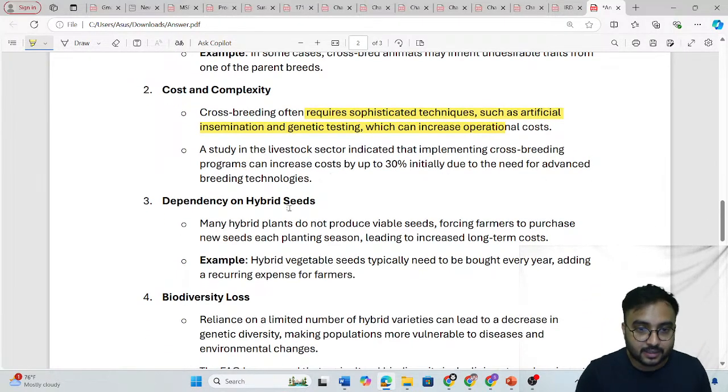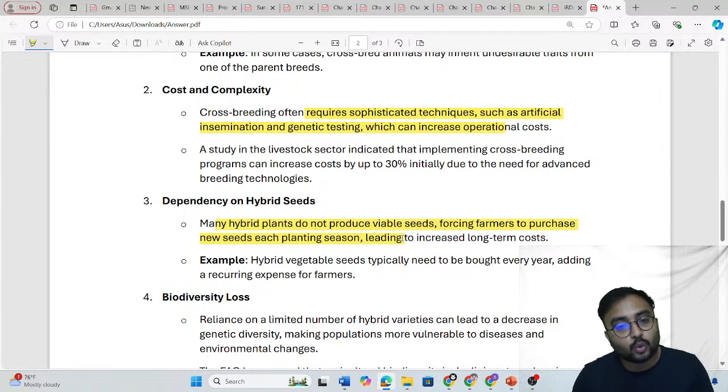Dependency on hybrid seeds. The best example of crossbreeding could be considered when we consider genetically modified seeds. Hybrid plants are not able to produce viable seeds. This results in farmers' dependency for seeds on various companies and international organizations, because if they don't get seeds, how are they going to do the plantation for the next season? So even though we can produce hybrid cattle or hybrid crops or hybrid animals, we have to keep a check on the viability of these particular young ones which are born.